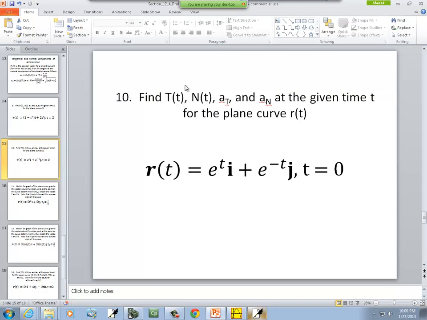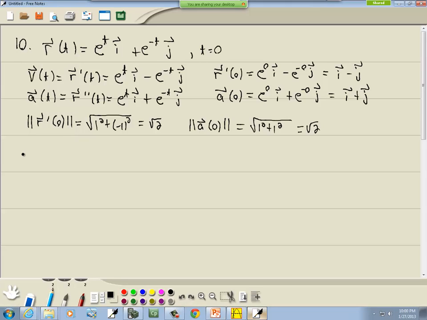So let's find the tangent vector first. The tangent vector at 0 is going to equal r prime at 0 over the magnitude of r prime at 0. Well, r prime at 0 was equal to i minus j, over the magnitude of r prime of 0, which was the square root of 2. So that's going to equal the square root of 2 over 2 i minus the square root of 2 over 2 j.